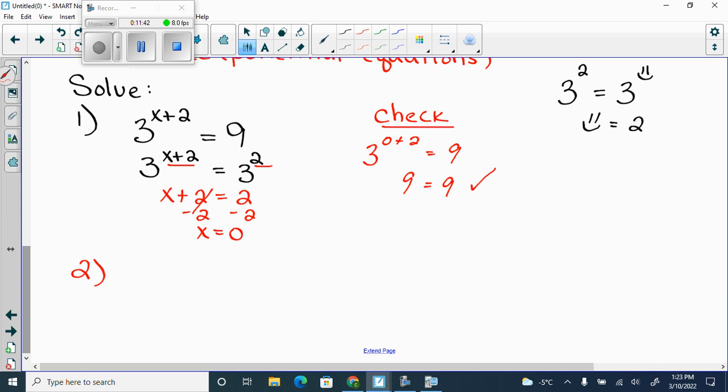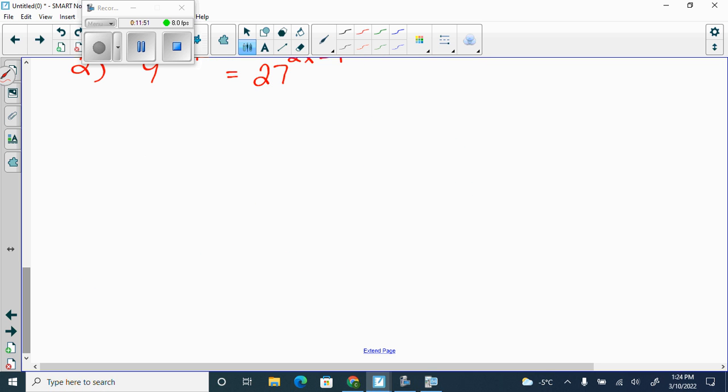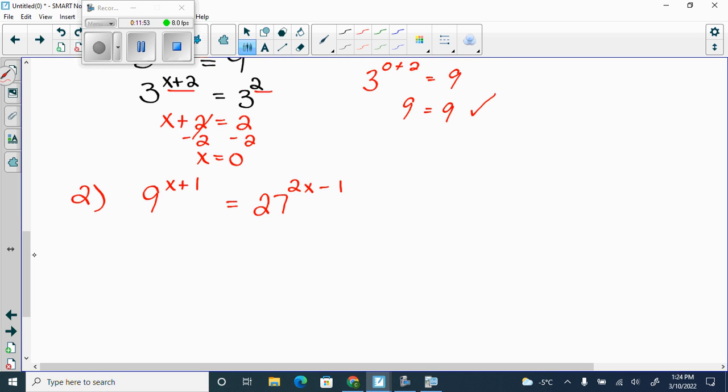I'm going to go 9 to the x plus 1 equals 27 to the 2x minus 1. So the last one, I could make the 9 be a 3. We agree? Can I make the 27 be a 9? You can make it a 3. I can't make the 27 be 9, but I can make them both be base 3. So sometimes neither base works, but they have a common base that you can make them be.